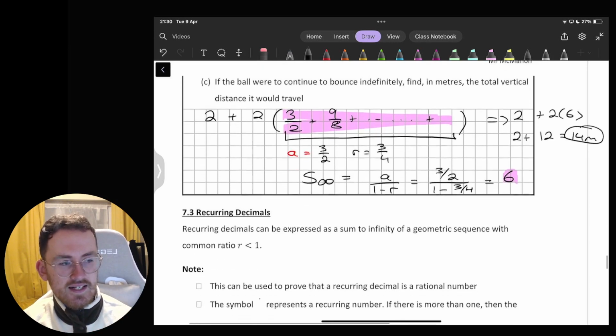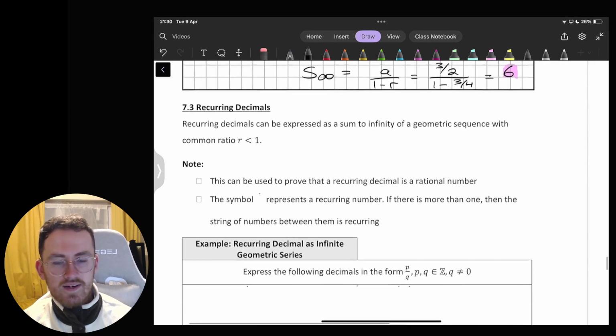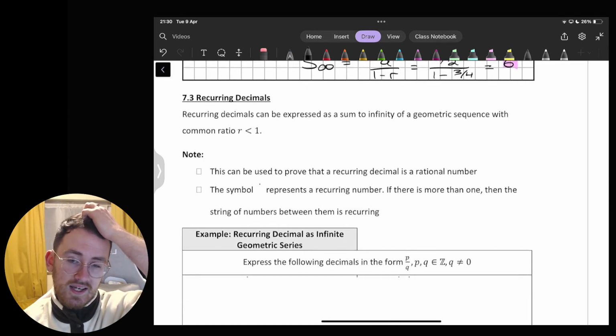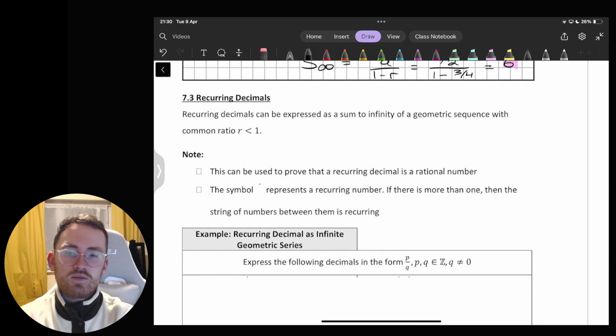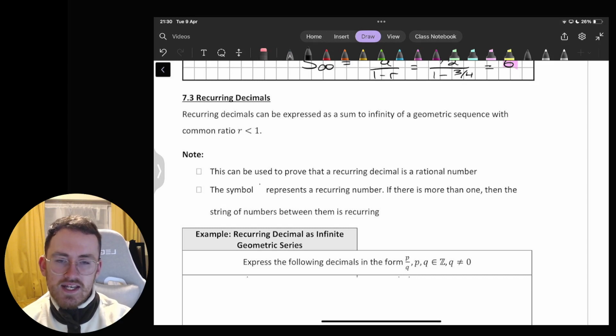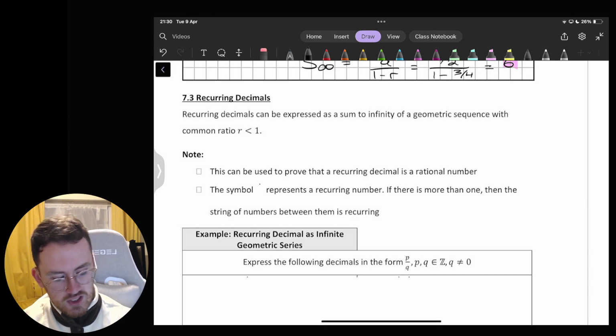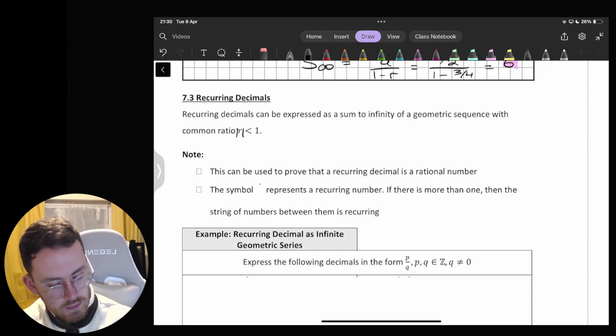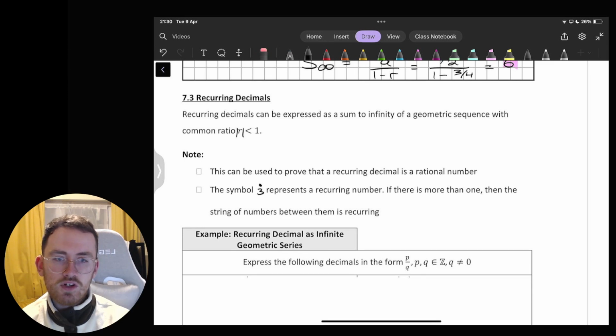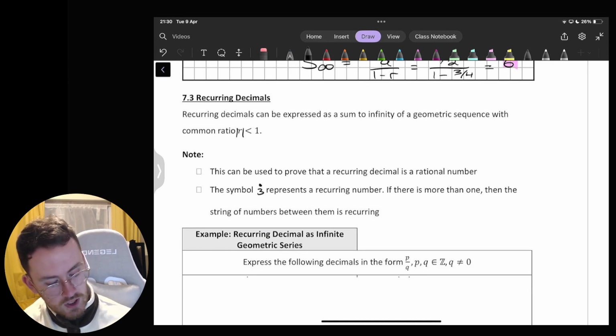Okay. The last little type that I want to look at here is a recurring decimal, and this is something we can look at fairly quickly. A recurring decimal can be expressed as a sum to infinity of a geometric sequence. And what this means is we can prove that a recurring decimal is a rational number. The symbol we use is a little dot, and you usually see it above a number. It represents that it's a recurring number. So if we have 3 like that, it just means that the decimal has 0.3s that continue infinitely.